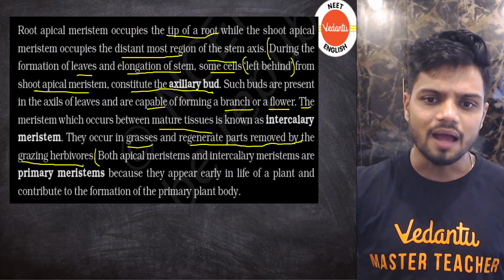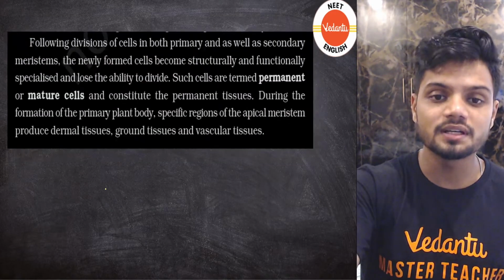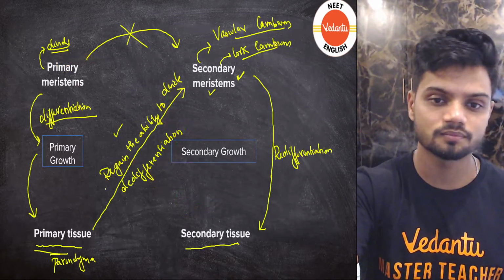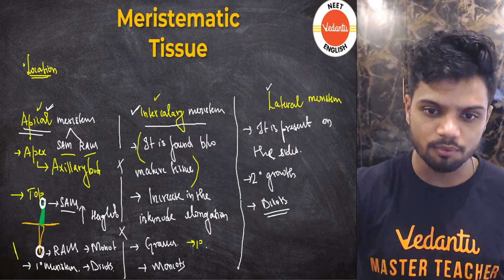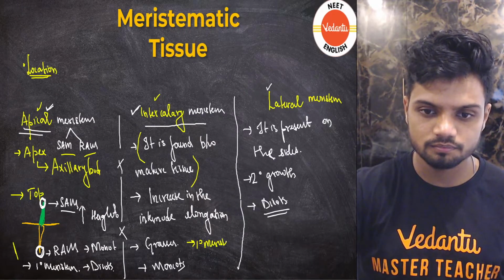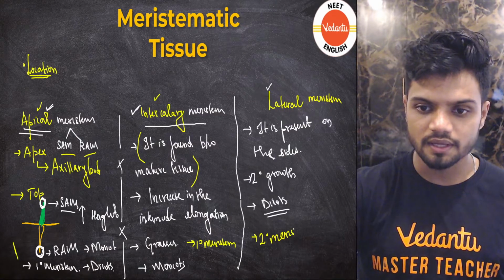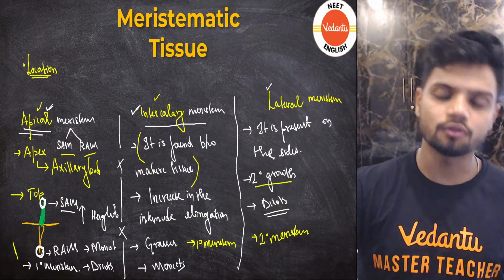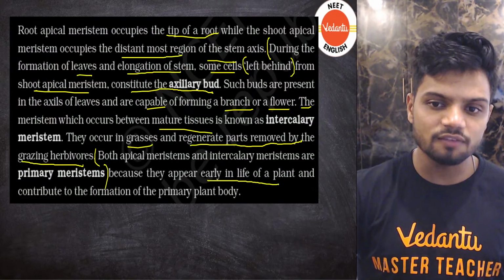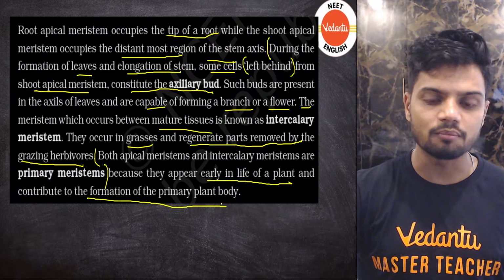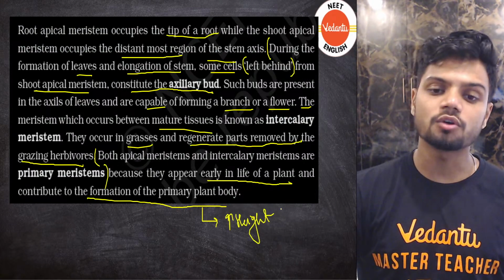Both apical meristem and intercalary meristem are primary meristems. Why? Because they are present in the plant's life cycle from the starting stage. Intercalary meristem is also a type of primary meristem, while lateral meristem is a type of secondary meristem, responsible for secondary growth. Primary meristems appear early in the life of the plant and contribute to the formation of the primary plant body. What is the primary plant body? Increase in height. That is called the primary plant body.